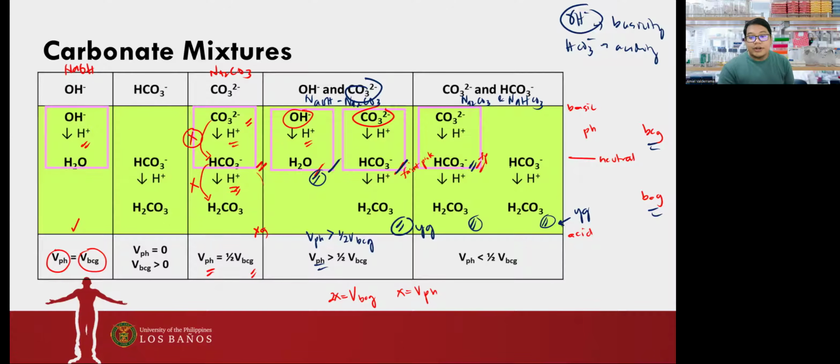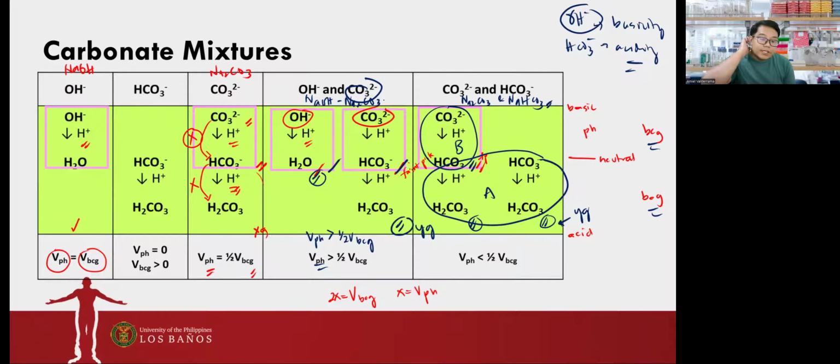Then as you can see here, parang mas marami yung acidic component kesa dun sa basic component. So again, pag mas marami yung acidic component, malamang ang kasama ni sodium carbonate is si sodium bicarb. So if the volume relationship is VPH is less than half of the VBCG, hence the composition of our carbonate mixture must have been sodium carbonate and sodium bicarbonate.